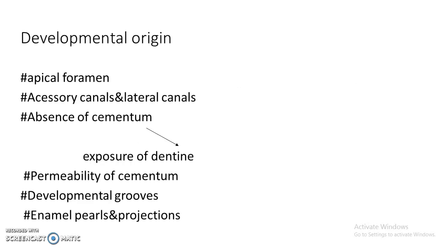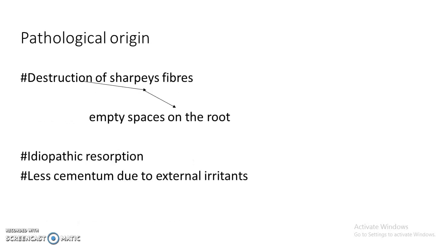So the developmental origin: apical foramen, accessory canal and lateral canals, absence of cementum, permeability of cementum, developmental groove, enamel pearls and projection. Pathological origin: destruction of the Sharpey's fibers, that is empty spaces on the root, idiopathic resorption, less cementum due to external irritants.